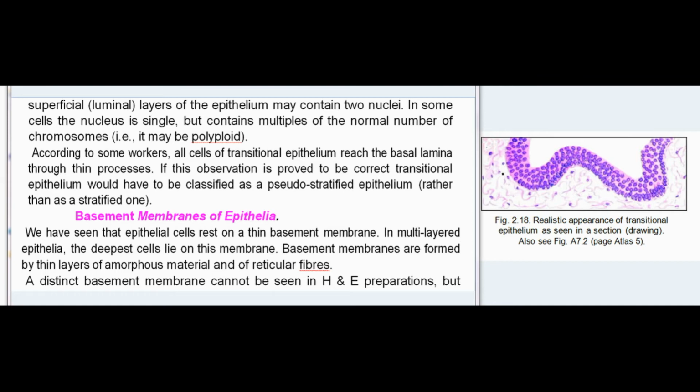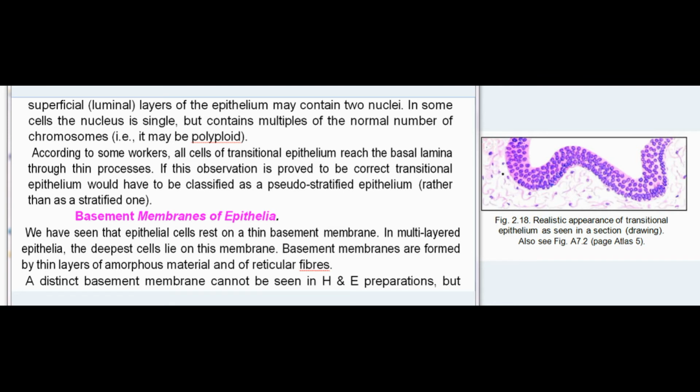Basement membranes of epithelia. We have seen that epithelial cells rest on a thin basement membrane. In multilayered epithelia, the deepest cells lie on this membrane. Basement membranes are formed by thin layers of amorphous material and of reticular fibers.